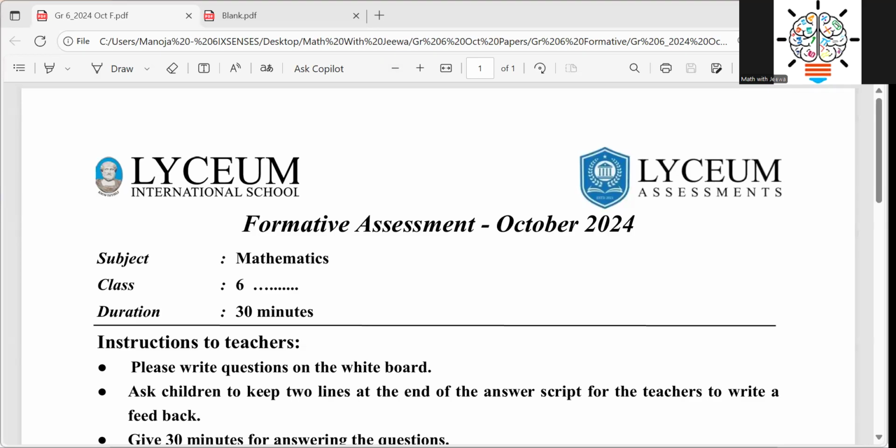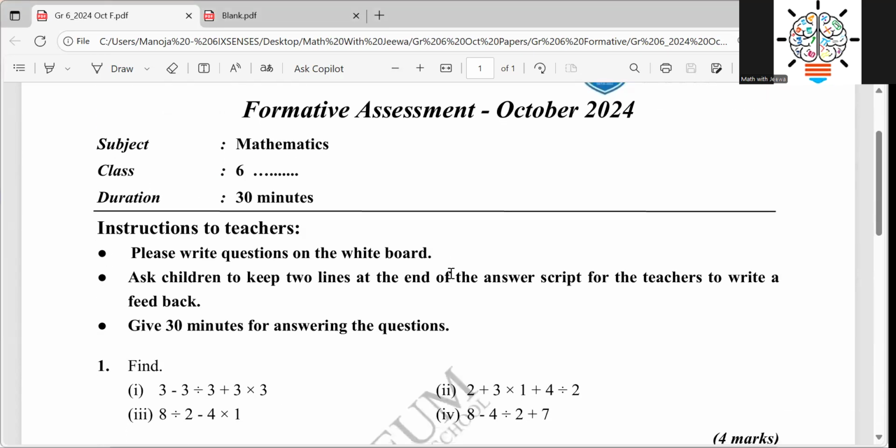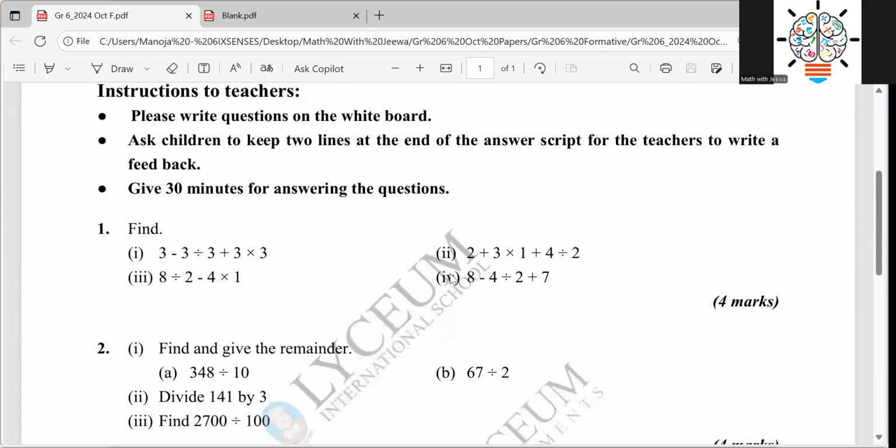I hope all of you have watched the previous video. It is the September 2024 formative assessment paper. So then you know the structure, right? Here we have the instructions to teachers, and they will write questions on the whiteboard and you want to write your answers based on that, right? So straight away we will move to question number 1.